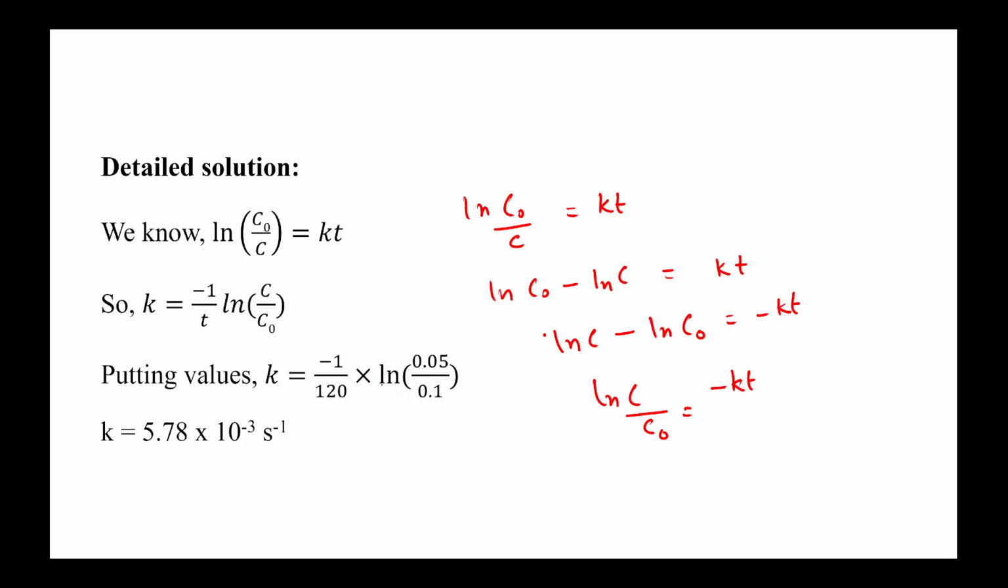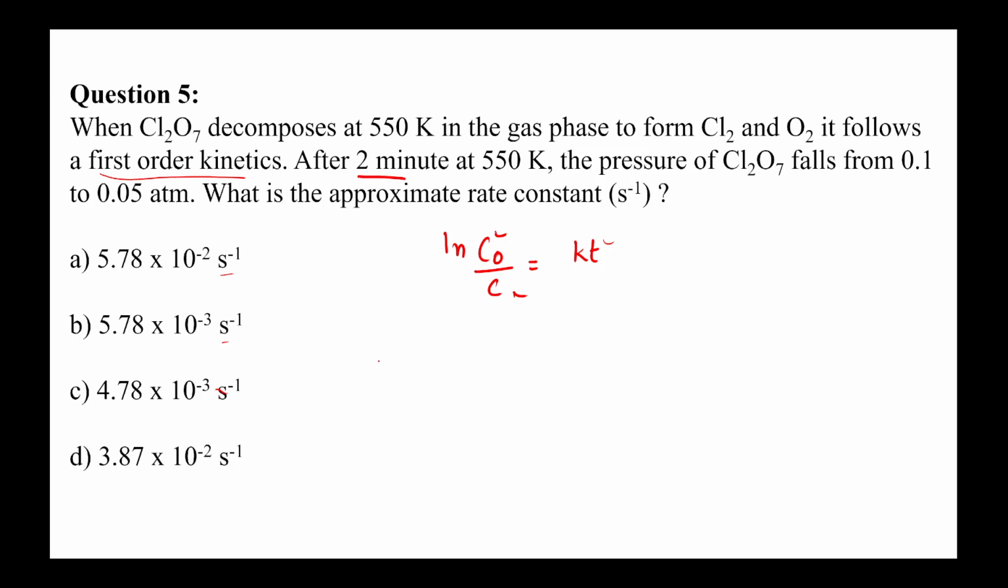Okay. Now you solve this. It's very easy to solve. Just divide 0.05 by 0.1 and then just take a log of that, natural log of that, ln, and once you take natural log of that, divide it by 120. Okay, divided by 120 and you will get the answer as 5.78 into 10 raised to the power of minus 3, which is option B. Okay, so option B is the correct answer here.